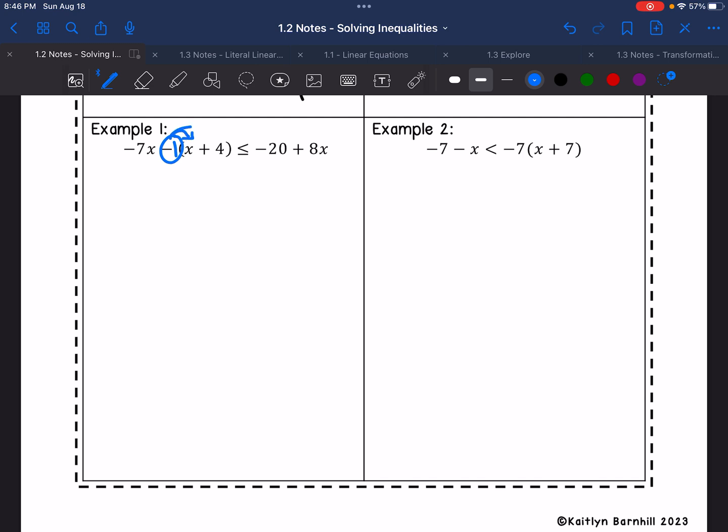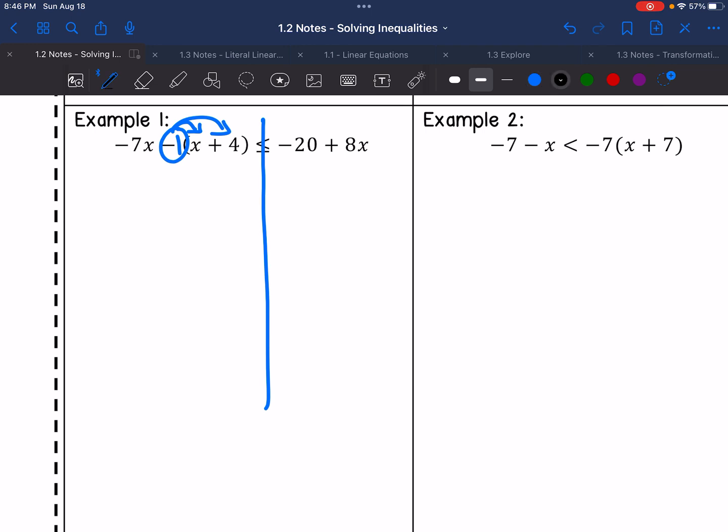I need to distribute a -1 here on the left-hand side of my inequality. So that's going to give me -7x minus 1x minus 4 from multiplying by -1, less than or equal to -20 plus 8x. Make sure you're writing your inequality sign as you go. That way we can keep track of it.